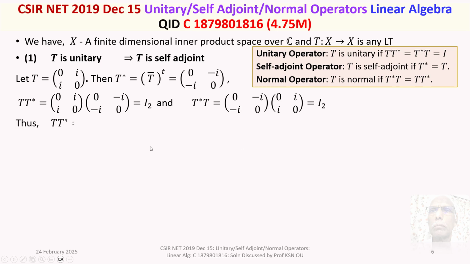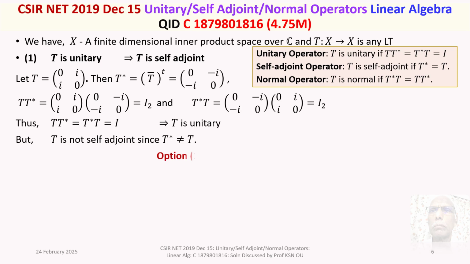But is T self-adjoint? Is it Hermitian? Is T equal to T star? No. T is not self-adjoint since T star is different from T. Thus, T unitary does not necessarily imply T is self-adjoint. Agreed. So, option 1 is not true.